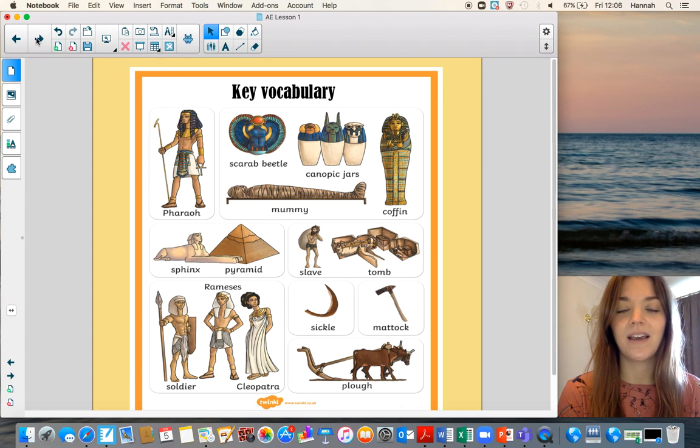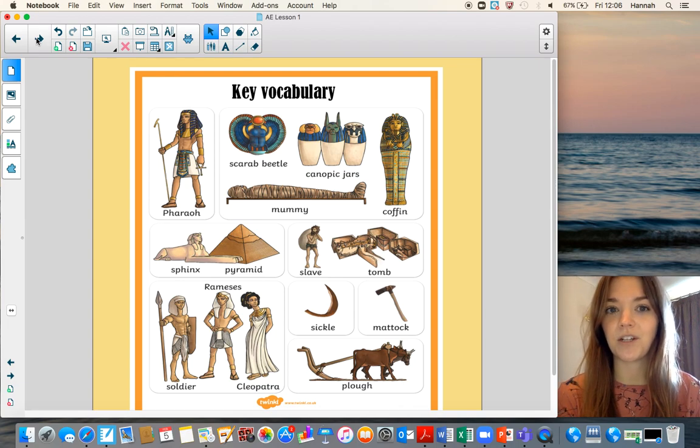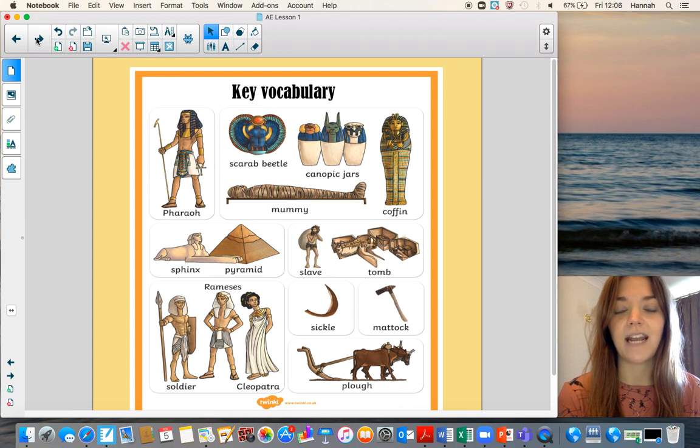So the first thing I would like you to do is have a look at these key words for the topic. Some of them you might recognise by the pictures, or you might think, oh, I knew that was something to do with ancient Egypt, but I didn't actually know what it was called. So pause the video and have a little think about whether you recognise any of those things or any of the words. And then when you're ready, come back.